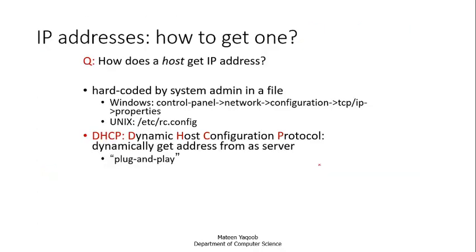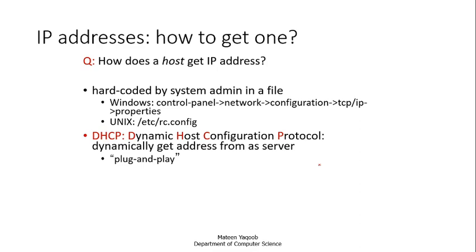So how are the IP addresses assigned? How does our system get the IP address? Yes, it can be hard coded by an administrator in a file. For example, if you want to statically assign the IP address to each host, suppose you have 100 hosts, then you have to visit each host, or you have to write a code for each host and then hard code it onto the systems. So in order to simplify this, we have a protocol called Dynamic Host Configuration Protocol, DHCP.